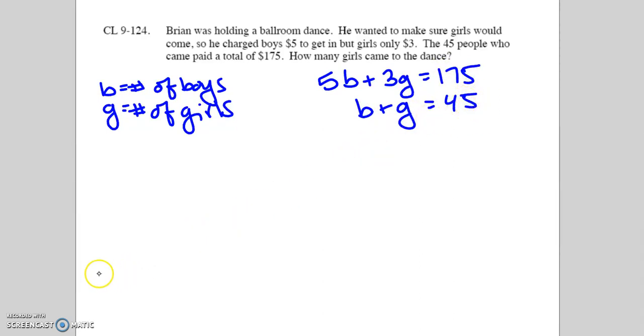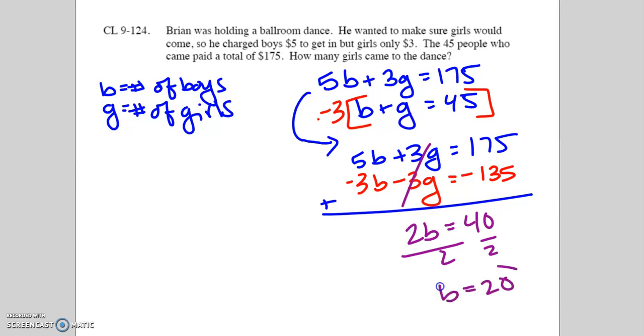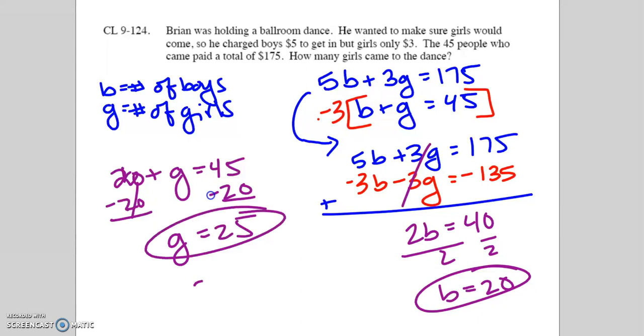I would recommend using either substitution or elimination for this one. Alright, I went ahead and multiplied the second equation by -3 to create opposite coefficients here, and when I add these equations together, I get 2b equals 40. Divide both sides by 2, and I get that there were 20 boys. I want to know how many girls there were, so the boys plus the girls has to add up to 45. So if there were 20 boys, that means there were 25 girls. So 25 girls came to the dance.